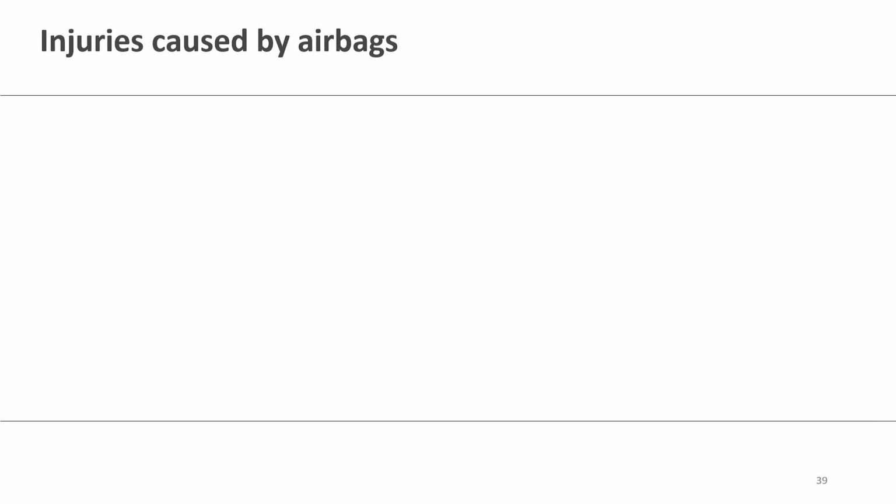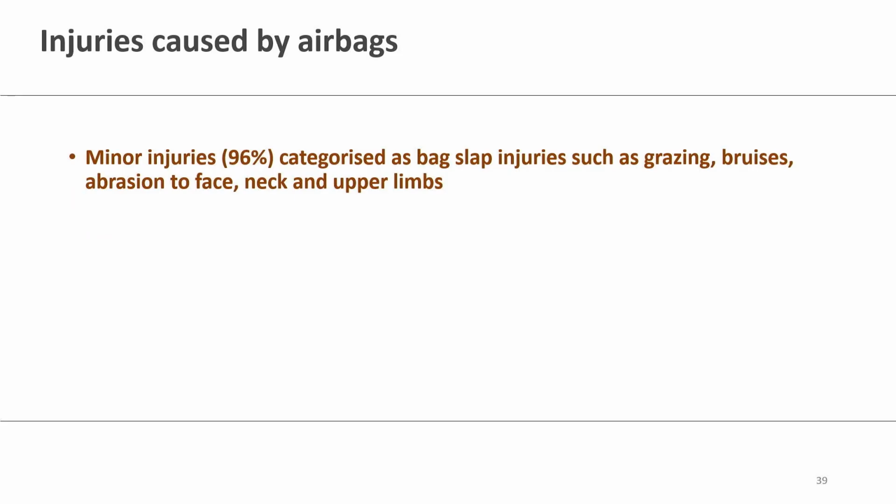So, injuries caused by airbags. After deployment of the airbag, inflation of the airbag, secondary injury is sometimes caused by the airbags. Minor injuries, 96% categorized as minor injury, such as airbag slap injuries, grazing, brushing, abrasion of the face, neck or upper limb. It can actually brush or abrade the face, because it is directly inflated and coming to the face.